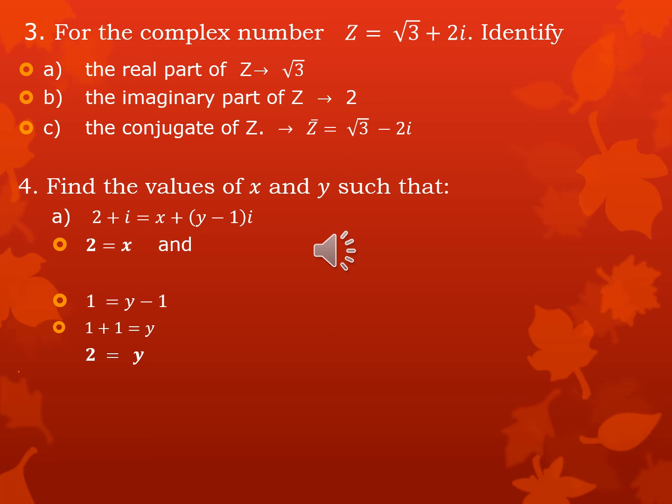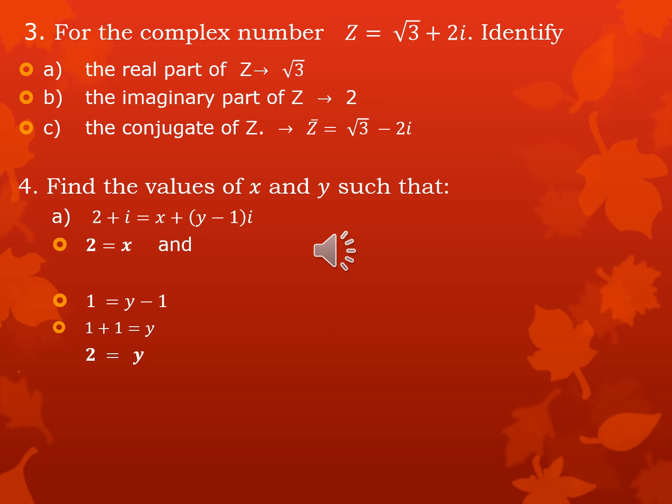For the complex number z is equal to root 3 plus 2i, identify part A, the real part of z. The real part of z is the term that is without i. So the real part of z is root 3.